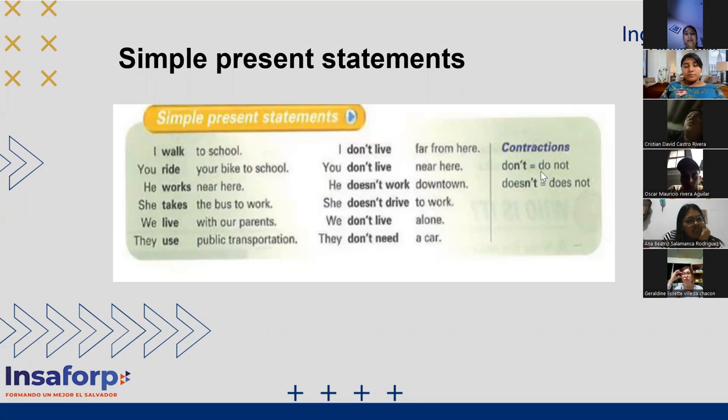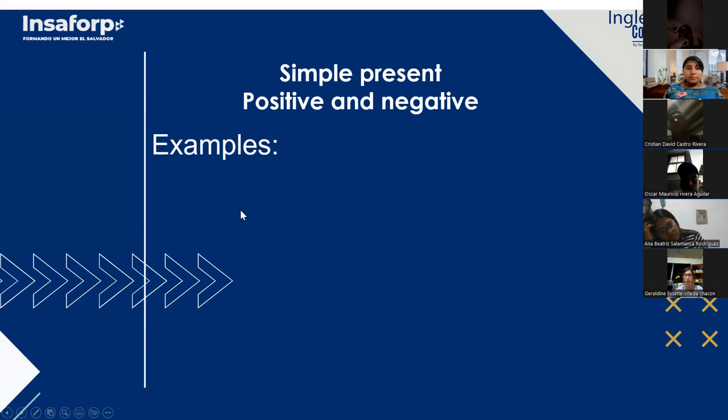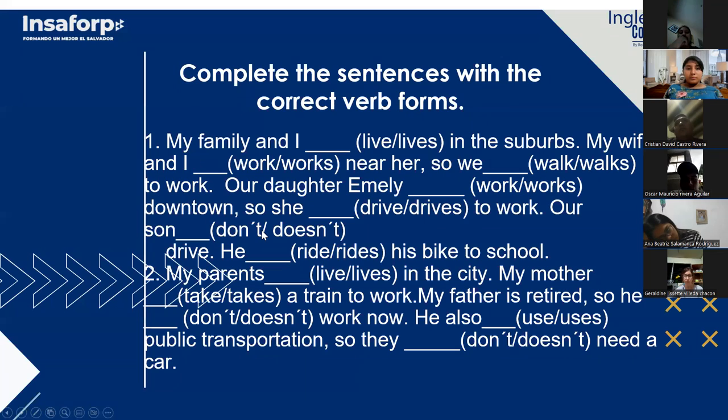Don't is for do not. And doesn't is for does not. Okay? Good. Is it clear now? ¿Está claro? Or do you need more explanation about this? No questions? Si alguien tiene preguntas, please let me know. Okay, that means that everything is okay so far. Okay, we're going to make some examples here.